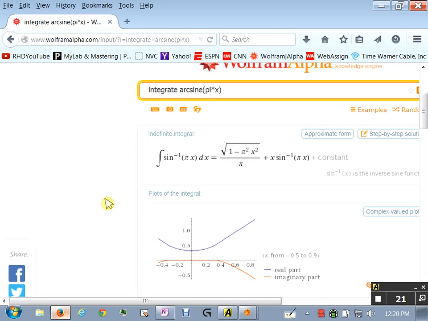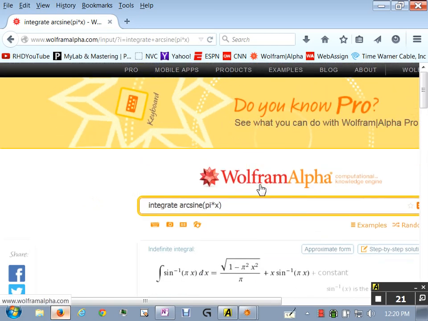I used Mathematica, which is Wolfram. Wolfram makes a product called Mathematica, which is what I use with all my notes and everything.